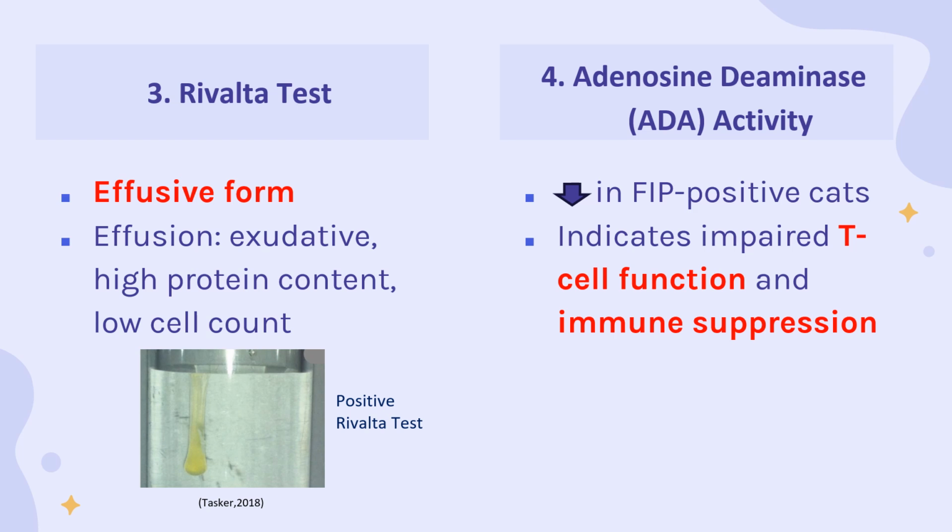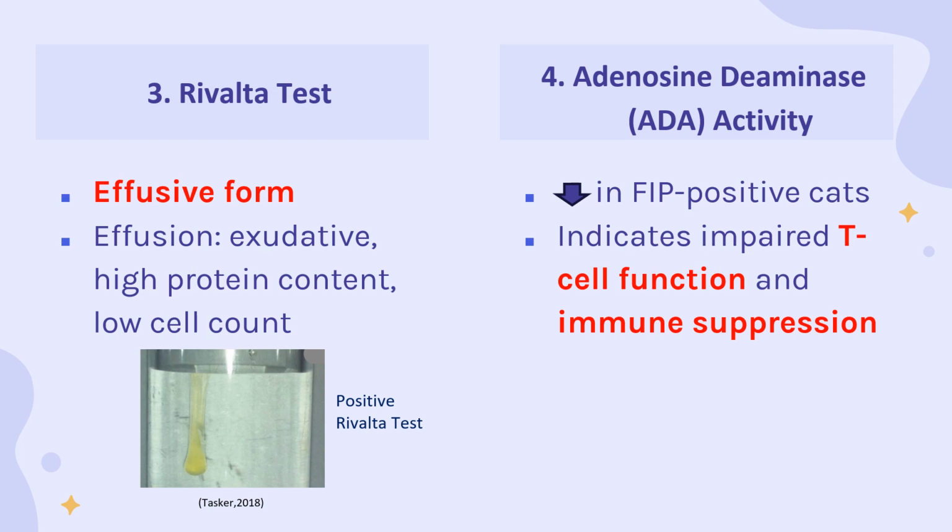Rivalta test. This test is often used to evaluate the nature of the fluid in the effusive form of FIP. FIP effusion is typically exudative, characterized by high protein content and low cell count. A positive Rivalta test indicates the effusion may be associated with FIP.